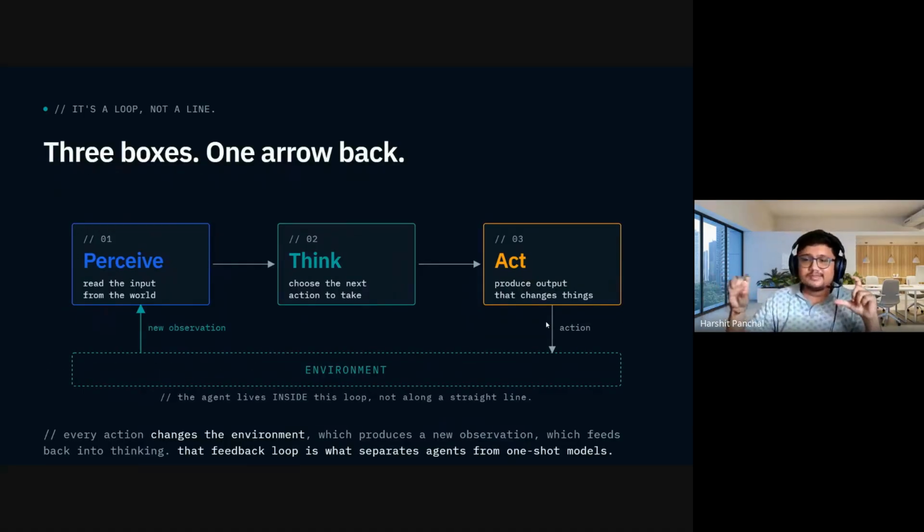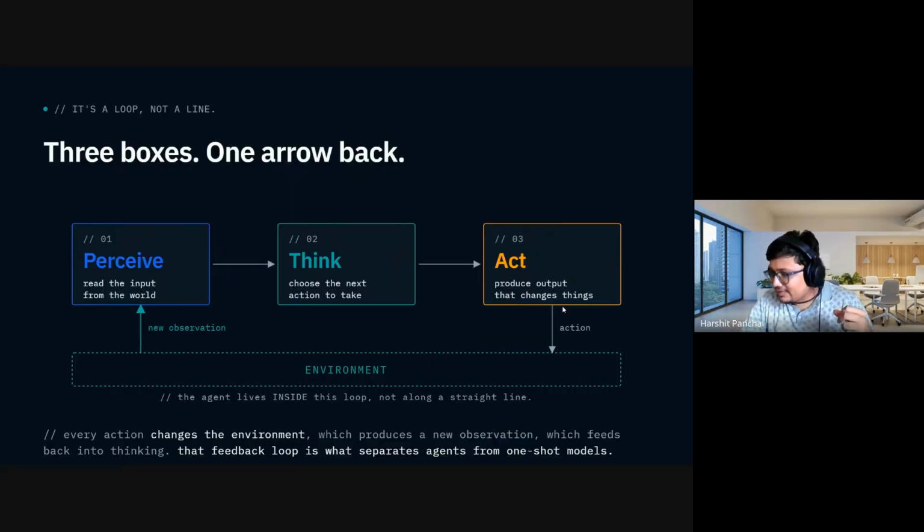Now, here we can see one simple plain diagram. The first box is perceive, the second box is think, the third box is act. And the fourth box you can see is the environment. And these arrows, you can see, are the most important part of this entire diagram.